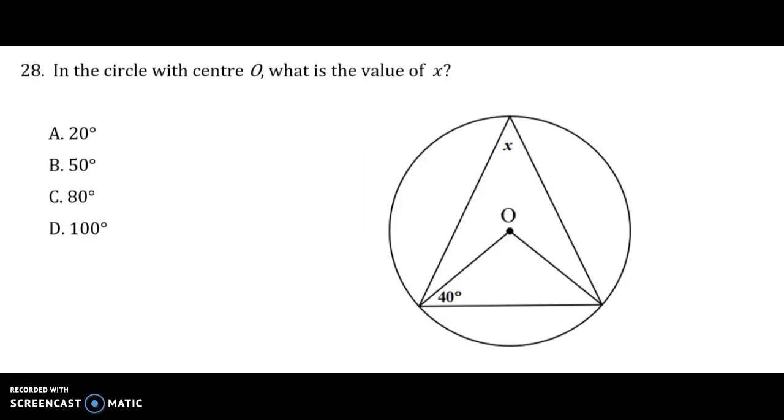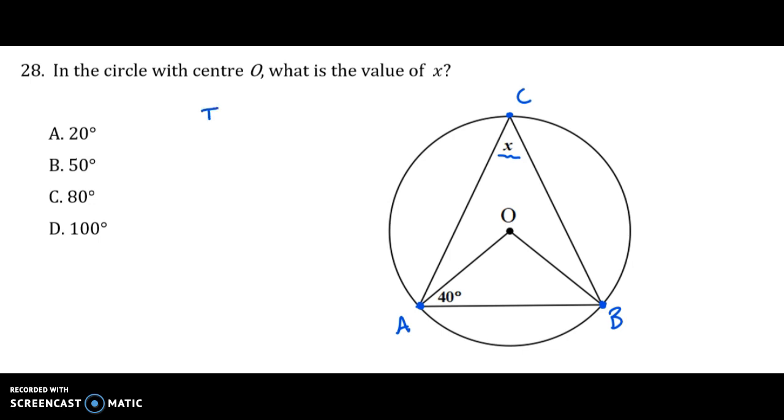In this question, we're given another circle diagram, and we have to find the value of the missing angle, or angle x right here. So before we begin this, I want to call this point A, this point B, and this point C. Now, in order to solve this, we're going to need to know a couple of different properties.